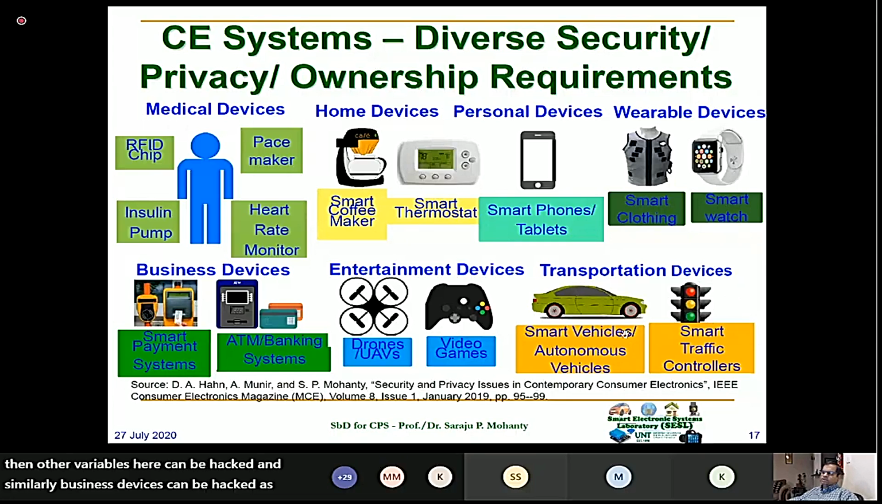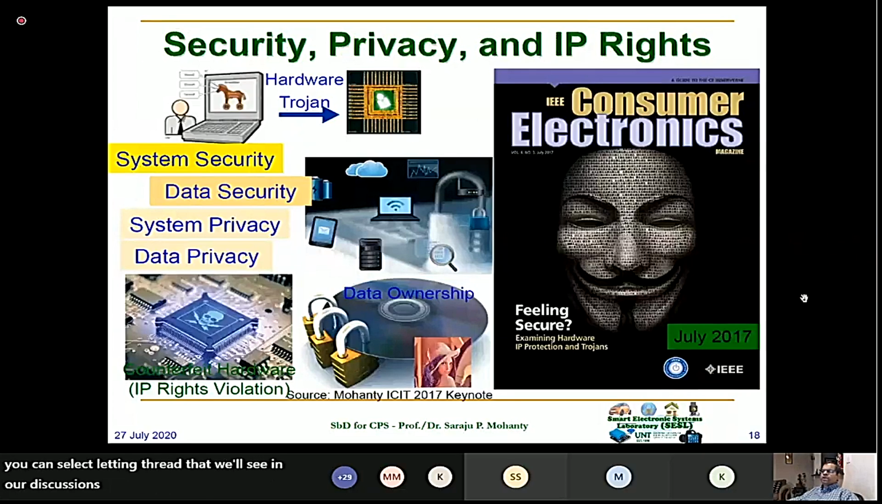And on the transportation side, if they are hacked, those are again much more serious problems. For example, your autonomous car is hacked. Those are serious problems, and so is a drone. Anyway, these are altogether different kinds of threats, much more serious and life-threatening, which we'll see in our discussions.